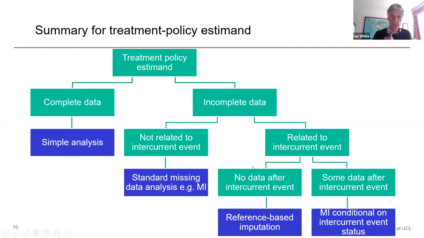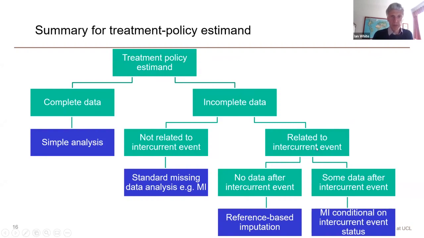So my summary for treatment policy estimand would be, if you've got complete data, you are fine. The analysis is very simple. If you've got incomplete data, but you think the data being incomplete isn't related to the intercurrent event, then you're also fine. You can do a standard missing data analysis, might be a mixed model, might be a multiple imputation. If, however, the risk of having missing data is related to the intercurrent event, then you're going to need to use either a reference-based imputation for the situation where you have no data after the intercurrent event, or some form of MI, I think, for the situation where you do have some data after the intercurrent event.